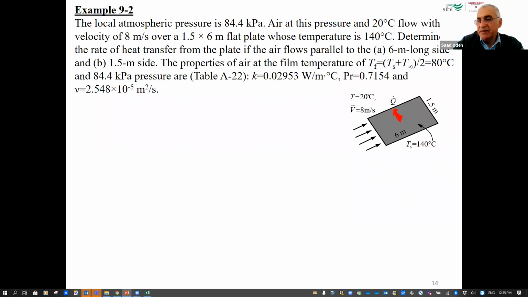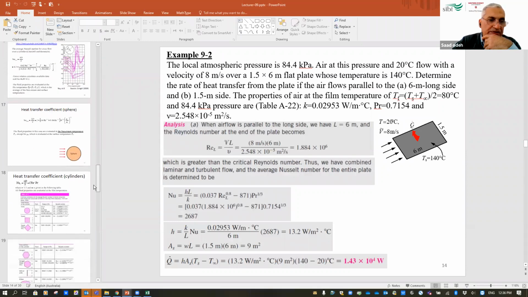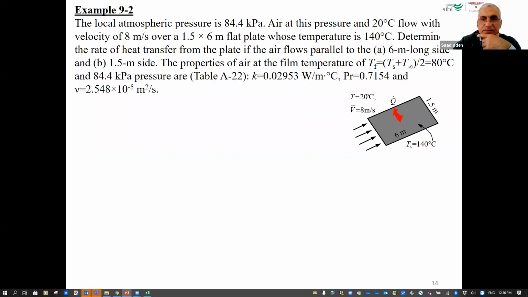Okay. This is another example, actually a more complicated example, but probably I will leave this for next week because we still have a few topics to cover. I'll explain this now, and then I'll talk in detail about the question. So again, this is another example of a flow over a surface.